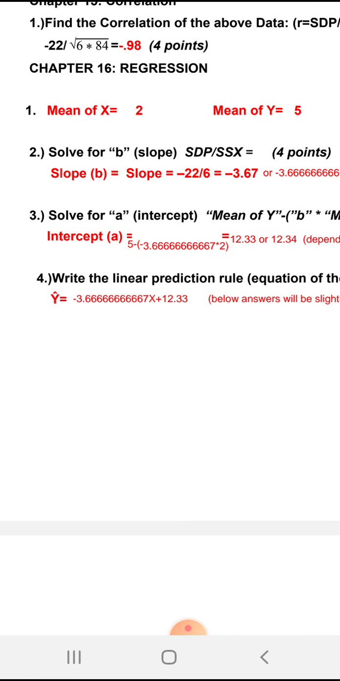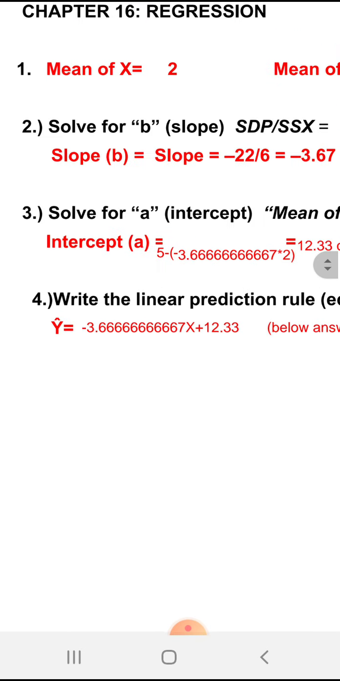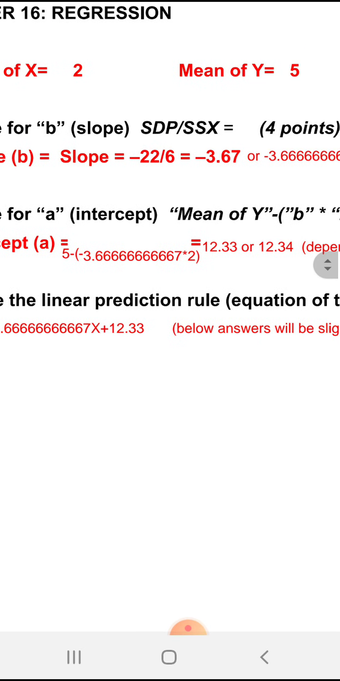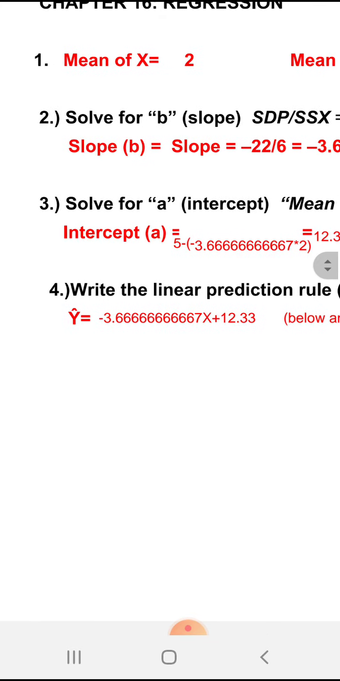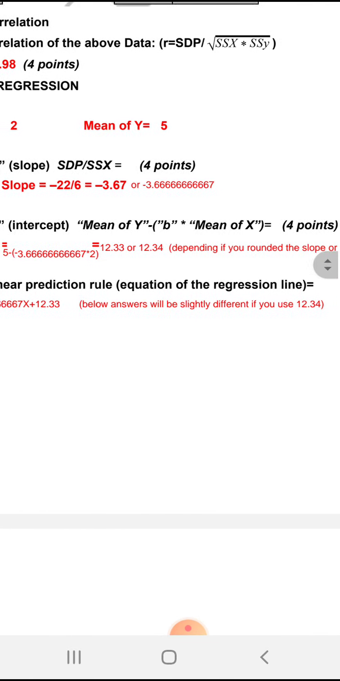So here you can either put -3.67 or the full answer. And then x is where you're going to plug in the original x values or any x value to find out what the predicted y would be using this slope and this intercept, right? So the negative 3.667 is the slope, and the 12.33 is the intercept. So now you have the equation of the line.